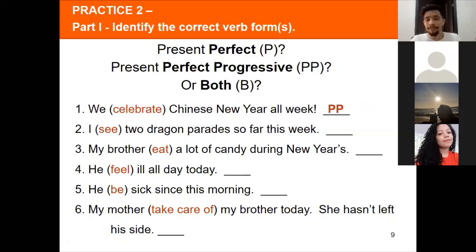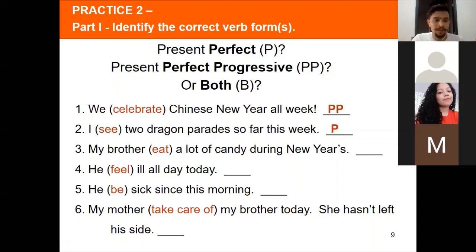So in the first one, I said present perfect progressive, and in the second one, present perfect. But you were saying both, and yes, both are possible, depending on the context, right? Here we don't have a context. But if you have a context, then we might see, but both are possible, depending on what you mean. So number three, my brother eat a lot of candy during New Year's.